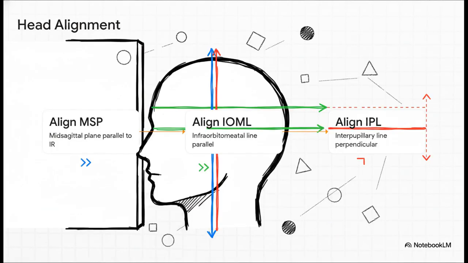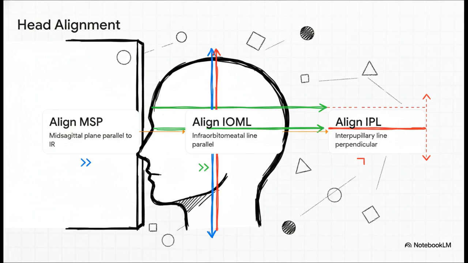Once the body is positioned, the head has to be placed in a true lateral position. This involves a really fascinating contrast of lines. Check this out. Your mid-sagittal plane is now parallel to the IR. Your infraorbitomedial line is also parallel to the edge of the IR.